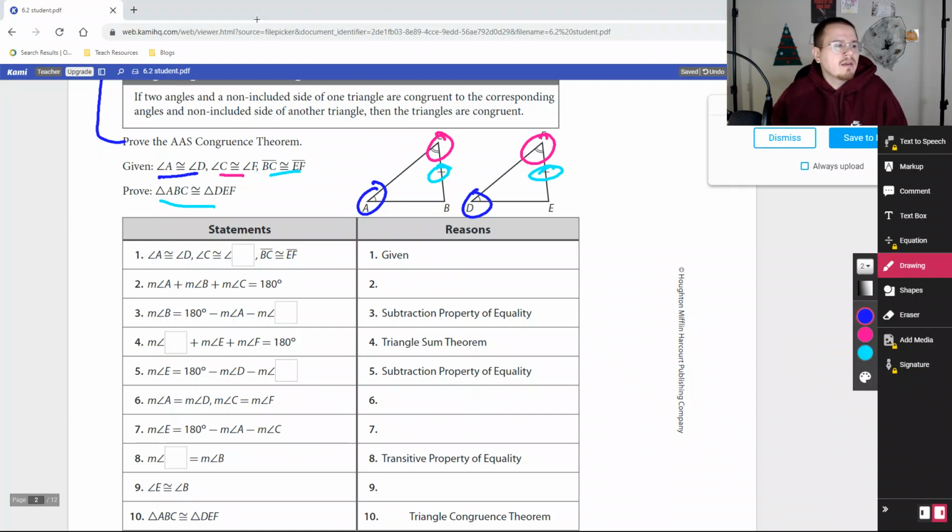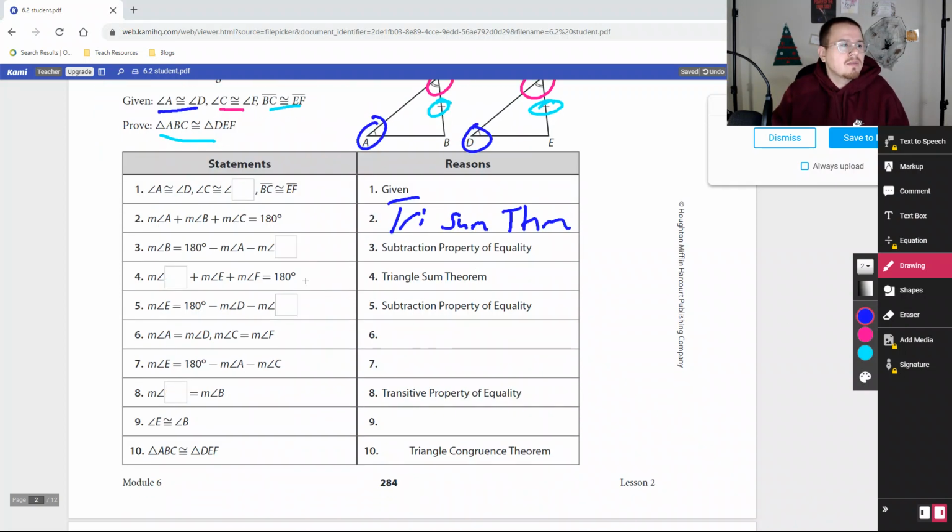So the angles add up to 180. That is the triangle sum theorem. So you're working to figure out what the angle could be. You subtract angle A and angle C. And over here you have the measure of D plus E plus F. Again, triangle sum theorem. On these ones, it's kind of just like filling in the blank. So figure out what you have, figure out what you don't, and go from there. Measure of angle E equals 180 minus the measure of angle D minus the measure of angle F.